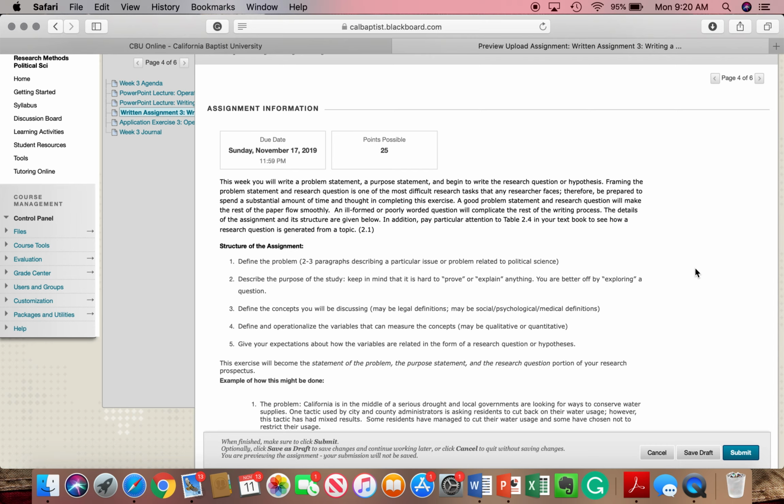So here's the structure of the assignment. First, define the problem: 2 to 3 paragraphs describing a particular issue or problem related to political science. The second part, describe the purpose of the study. Keep in mind that it is hard to prove or explain things. You are better off trying to explore a question. Third, define the concepts you will be discussing, maybe legal definitions, maybe social, psychological, or medical definitions. Then define and operationalize the variables that will measure the concepts. They may be qualitative or quantitative. And give your explanations about how the variables are related in the form of a research question.